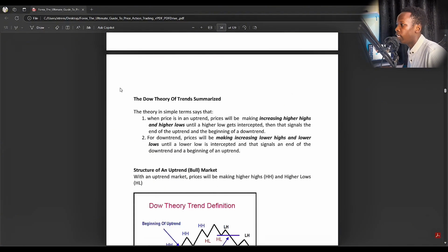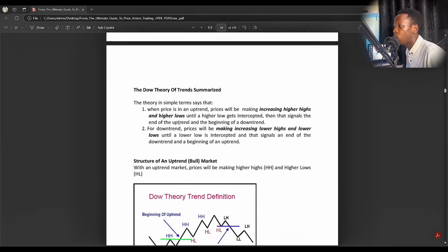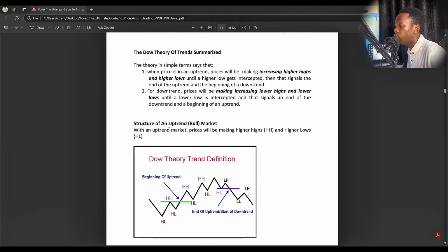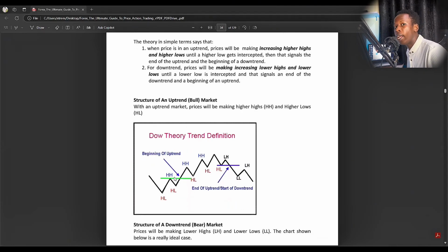Here they show the theory about trends, and the structure of an uptrend, or bull. In an uptrend we buy, in a downtrend we sell. The market forms higher highs and higher lows when it's in an uptrend. As you see here, this is what we call a higher low, or a support level zone. When the market continues moving up, it gets a higher high, and after breaking it, it creates another higher high, and then a higher low again.